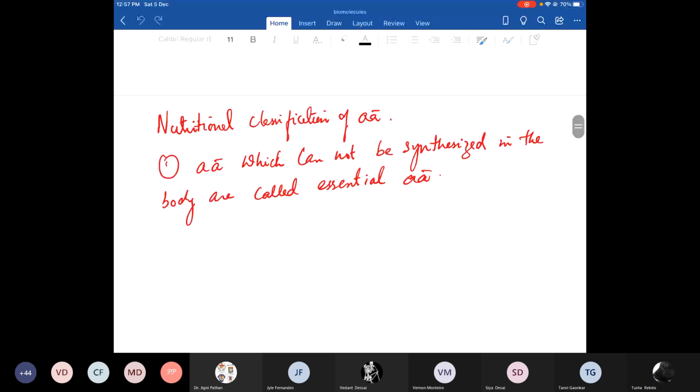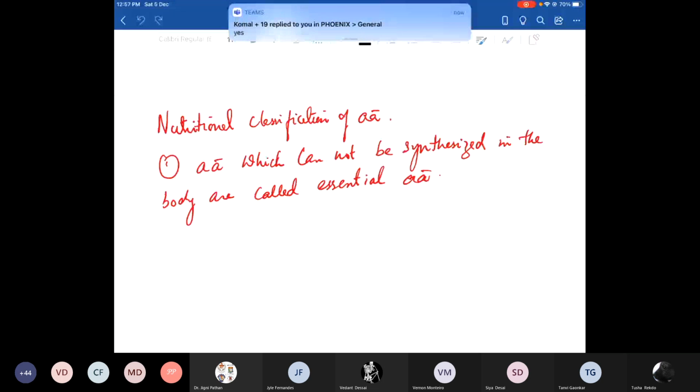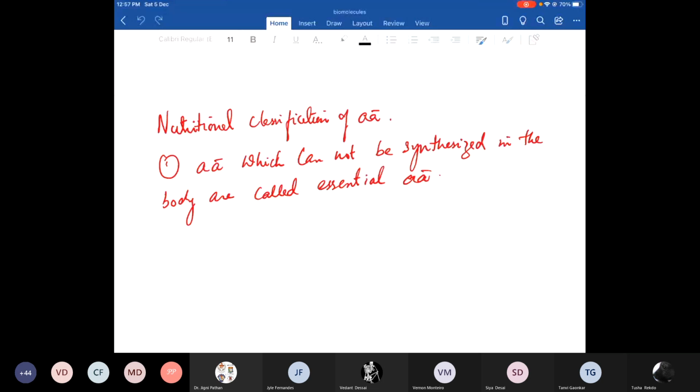It's called essential amino acid. An amino acid which cannot be synthesized in the body but needs to be present in the diet is called an essential amino acid. These are 10 for children and 8 for adults. 10 for children need to be present in the diet and 8 for adults.